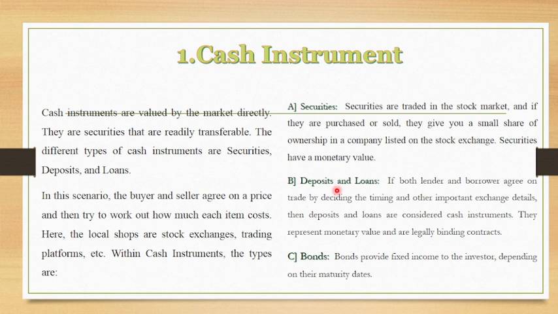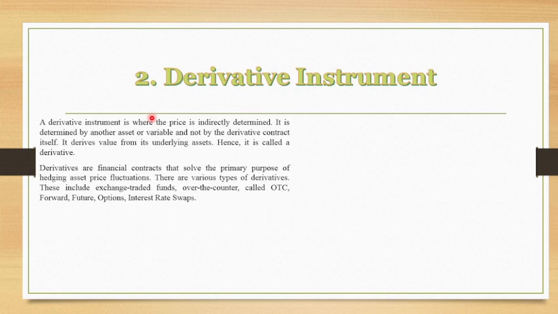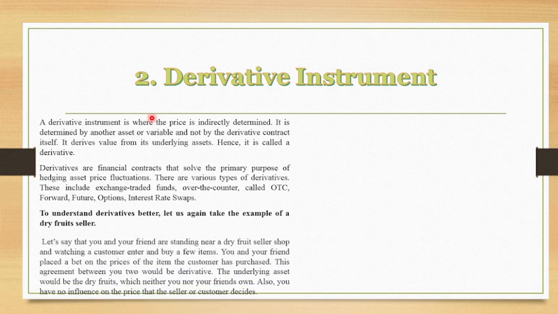Now let's come to the bonds. Bonds are the most simple thing. Bonds provide a fixed income to the investors depending on their maturity dates. So this is all about the cash instruments and the types of cash instruments. Let's come to the next part, derivative instruments. We will see what derivative instruments are. So let's start with the topic.